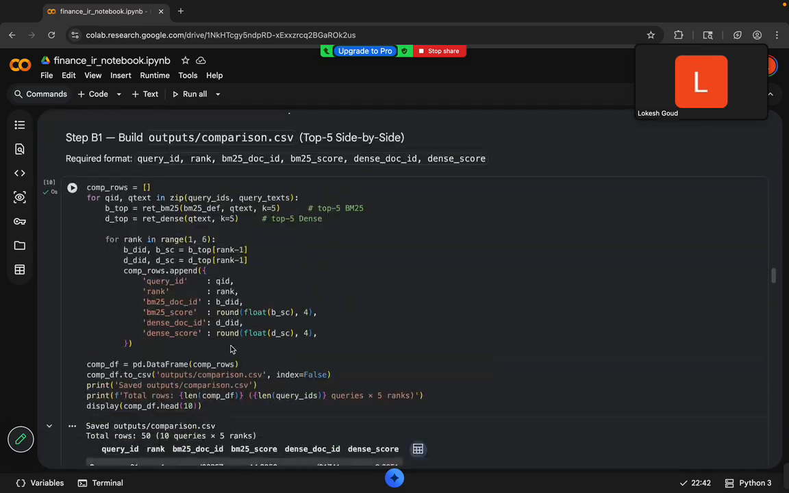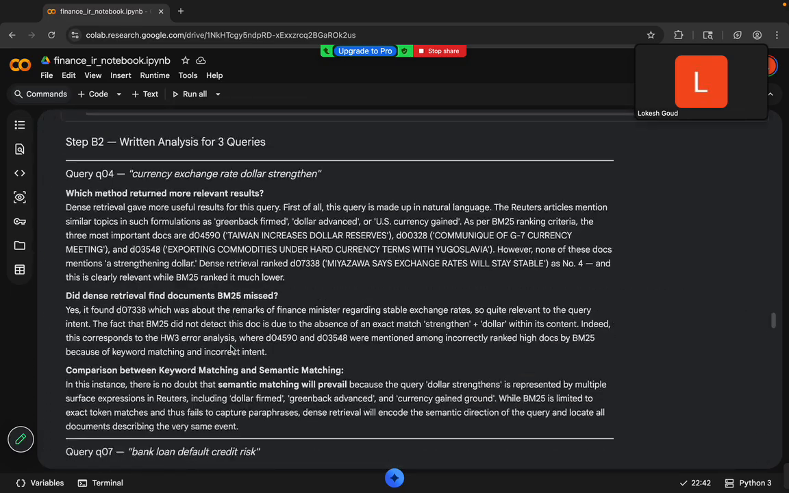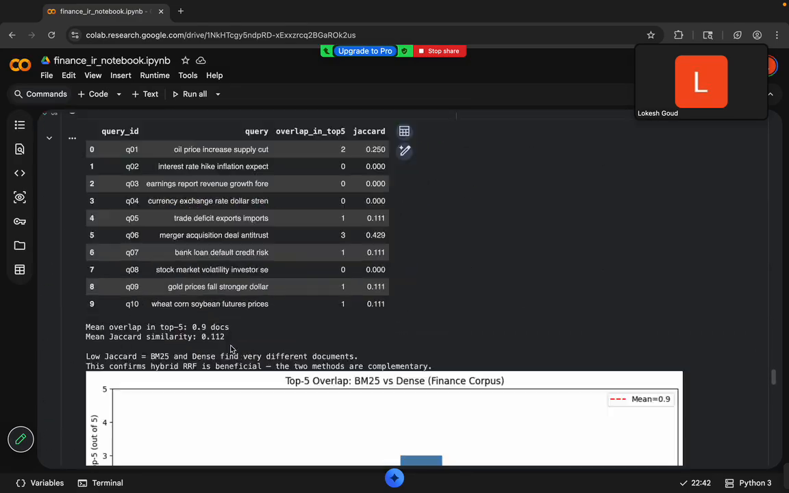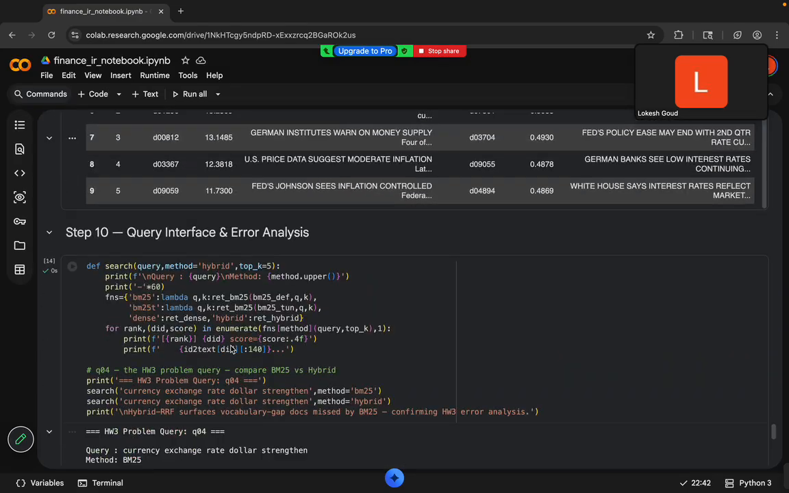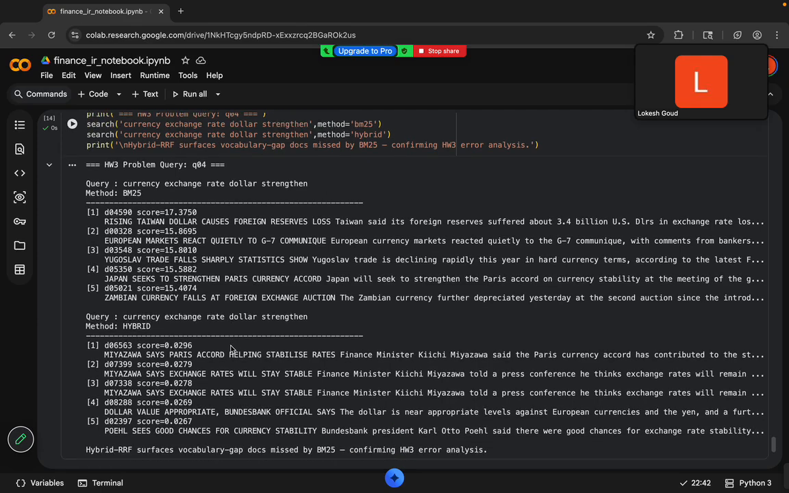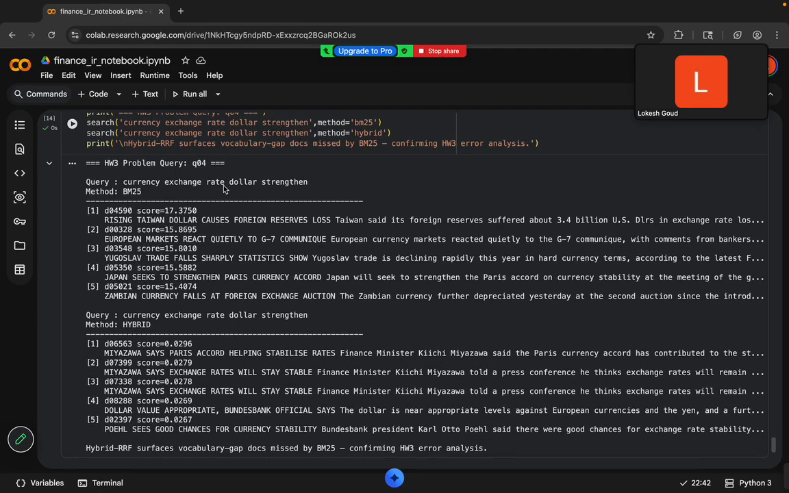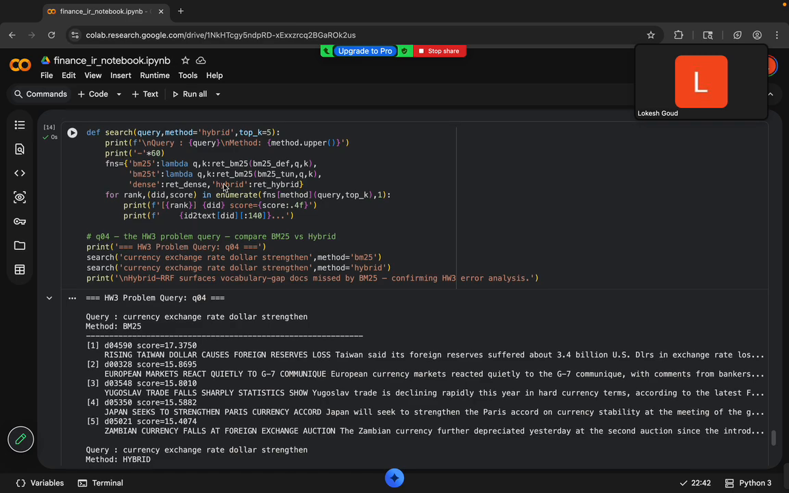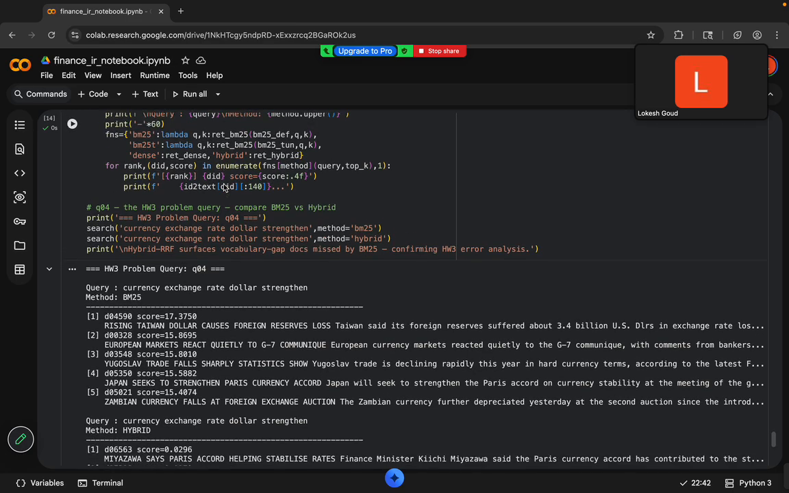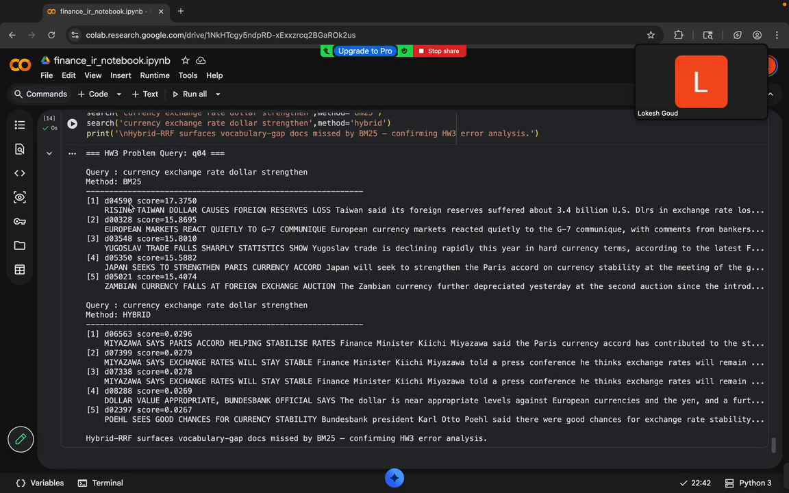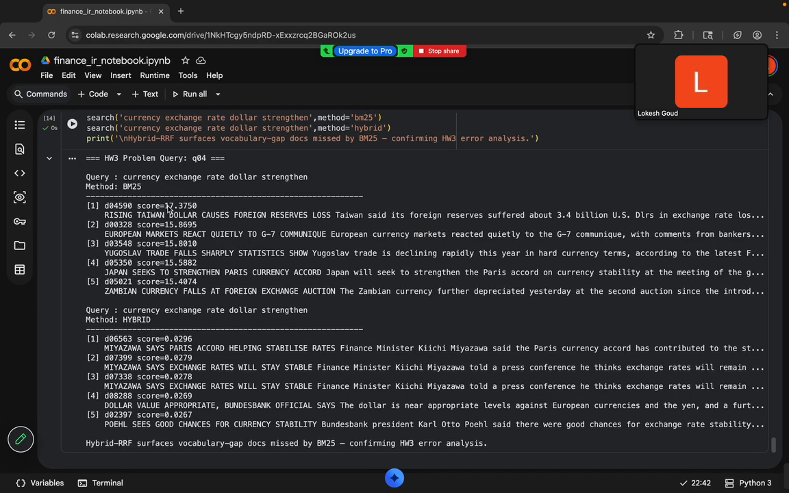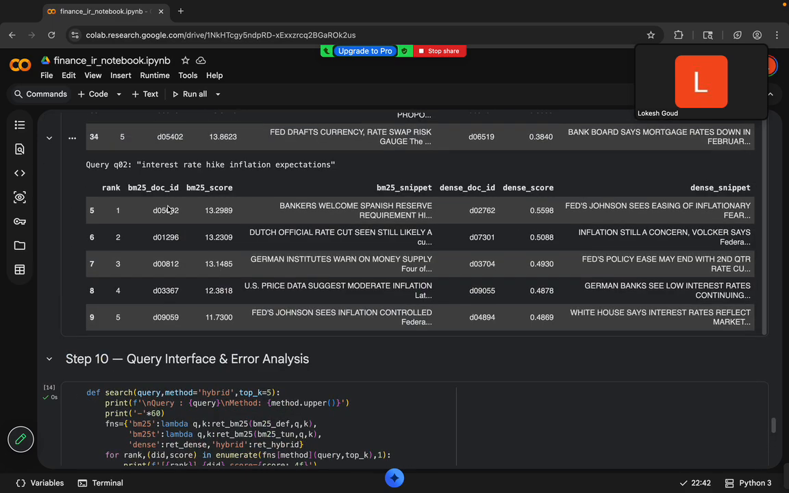So, live queries. Let me show the query interface. First query: bank loan default credit risk, method hybrid. Look at the top 5 results. Physiotechnology in default, Wipcore Electronics in technical default, Kappa Corp in technical default. These are all directly relevant companies defaulting on bank loans.